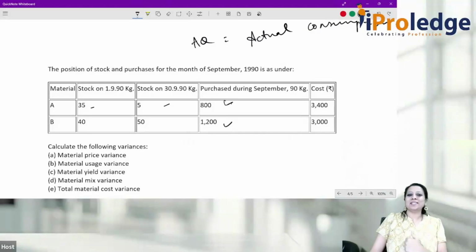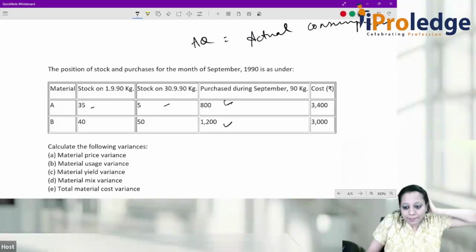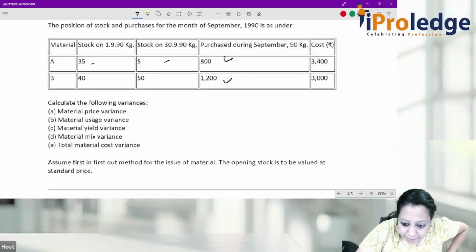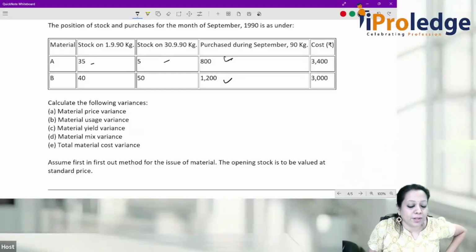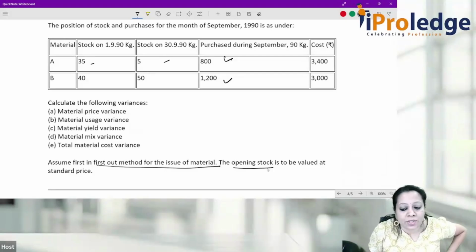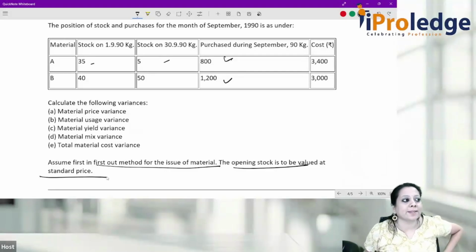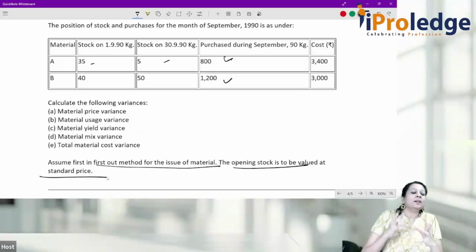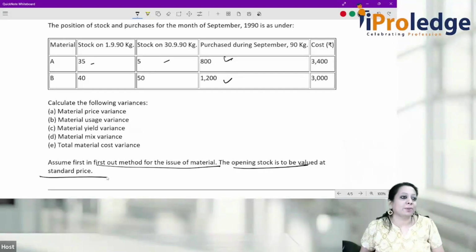Now, what is the importance of this problem? Opening stock, closing stock is given. Consumption we should find out. Opening stock. This is what I wanted to tell you. Assume FIFO is there. Opening stock is to be valued at standard price. Okay. So we have to view the consumption as per the FIFO. That is why I'm doing this problem.